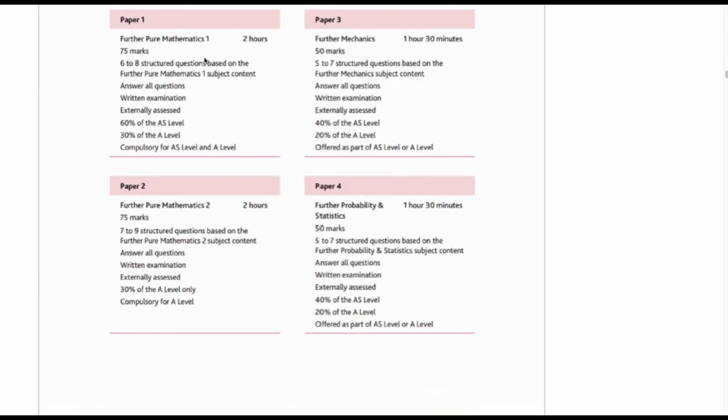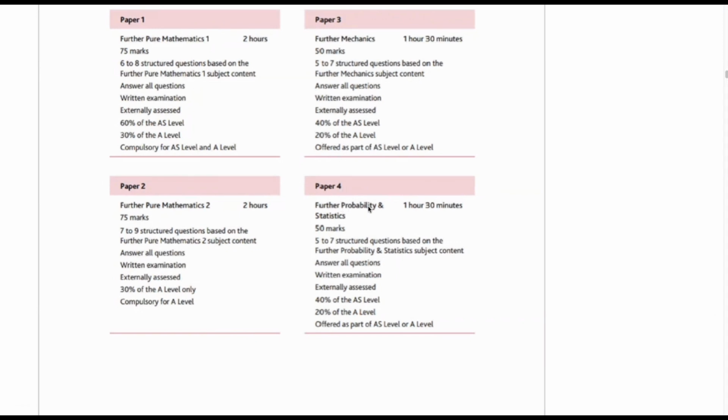So as you can see, paper one, it takes 2 hours, 6 to 8 questions. And when they say 6 to 8 questions, you should expect each chapter to have 1 question. And certain chapter may have 2 questions. Depends on how many questions they ask. So it's not fixed. So it's around that.